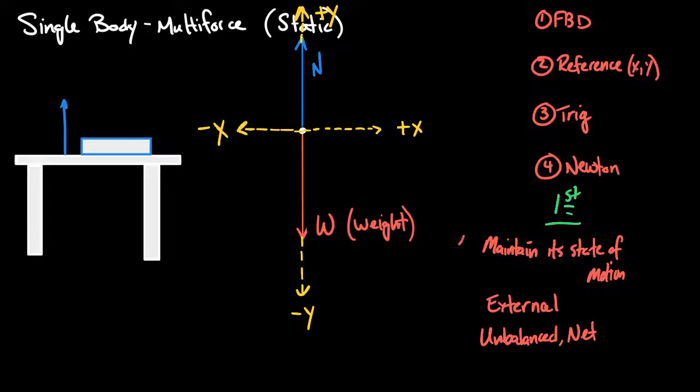Okay, these pieces are incredibly important and have specific meanings each. Maintain its state of motion means constant velocity or rest. It's maintaining. Its state of motion isn't changing. That's what it means. So maintain its state of motion means constant velocity or rest. External's tricky. You're not going to believe me, and that's okay. External means from the outside.